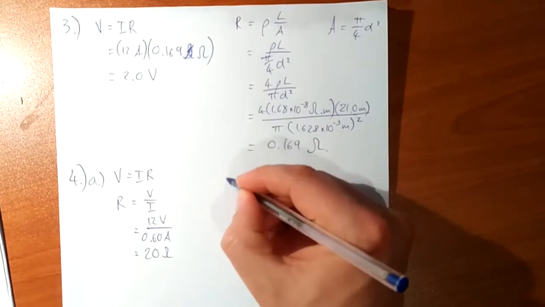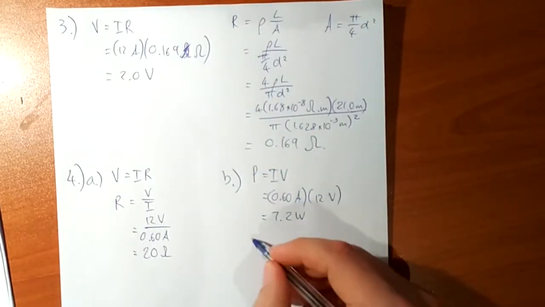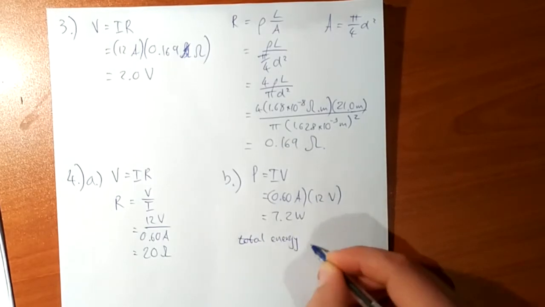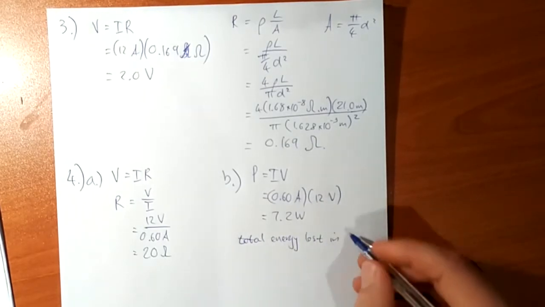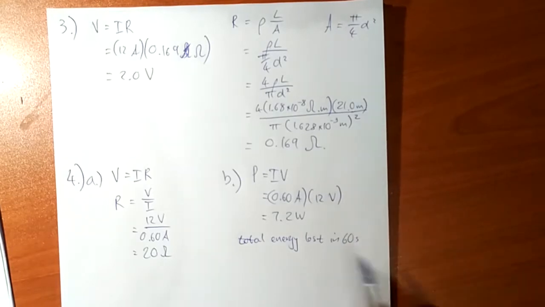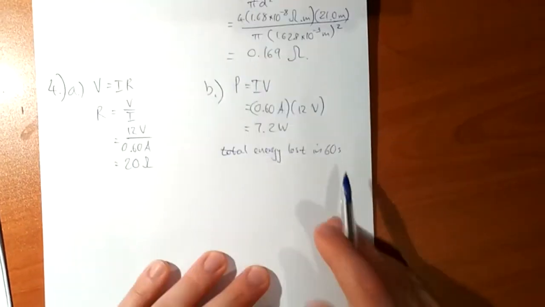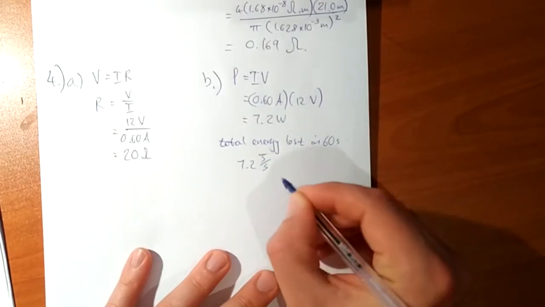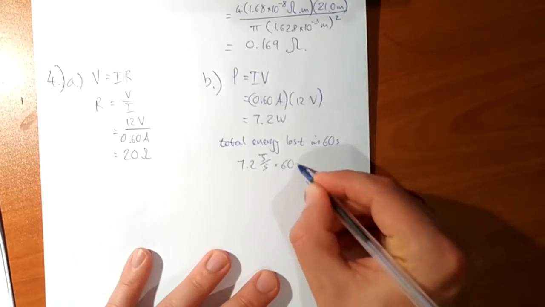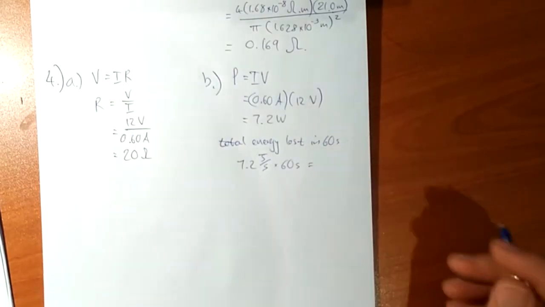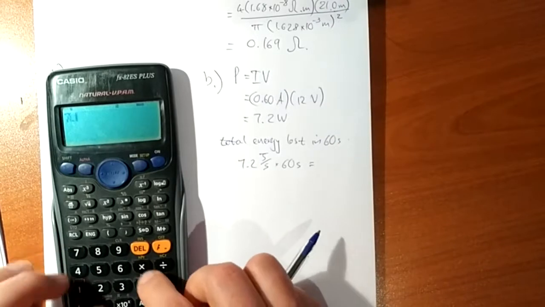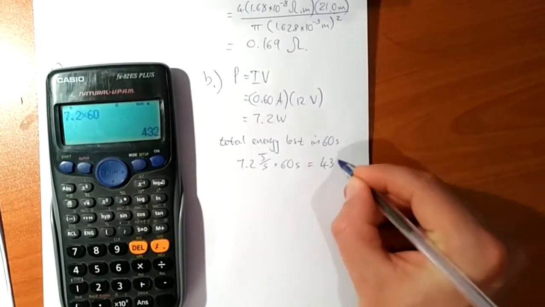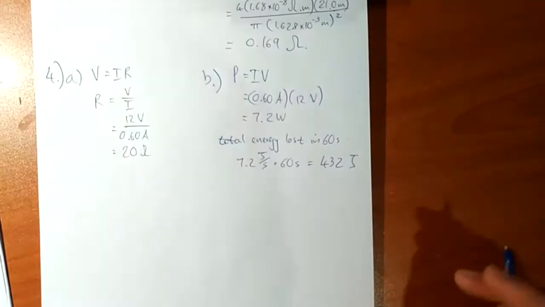Oh, we started with the second question, B. I didn't indicate it. Okay, B. So total energy lost in, okay, we can do it two ways. First is 60 seconds. So this would be 7.2 watts, which are joules per second, multiplied by 60 seconds. And that is equal to 7.2 times 60, so 432 joules. Okay, so that's the amount of energy lost.